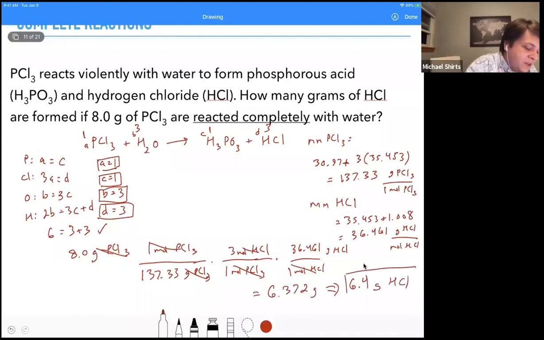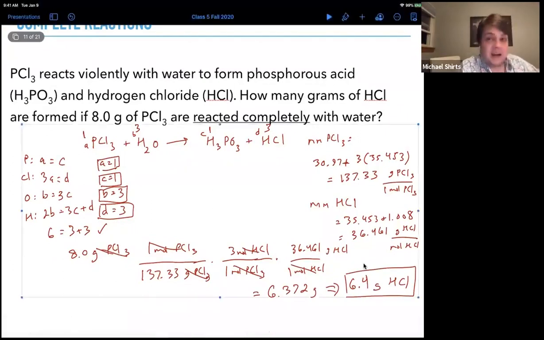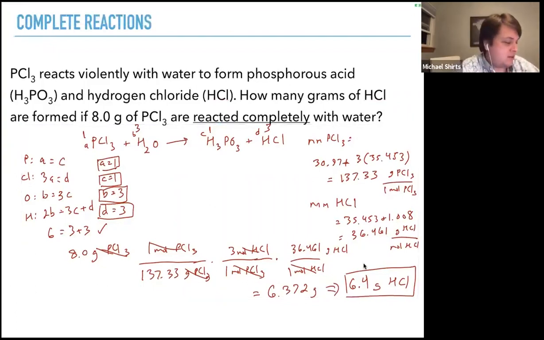Okay, so there we go. That would be the grams of HCl we get. That is the theoretical yield of this reaction. Okay, so we've got the theoretical yield. How do we know the actual yield? Well, you need more information. You don't know any actual yield at this point. You'd be given the amount you actually got, and then you could figure out what the percent yield was.